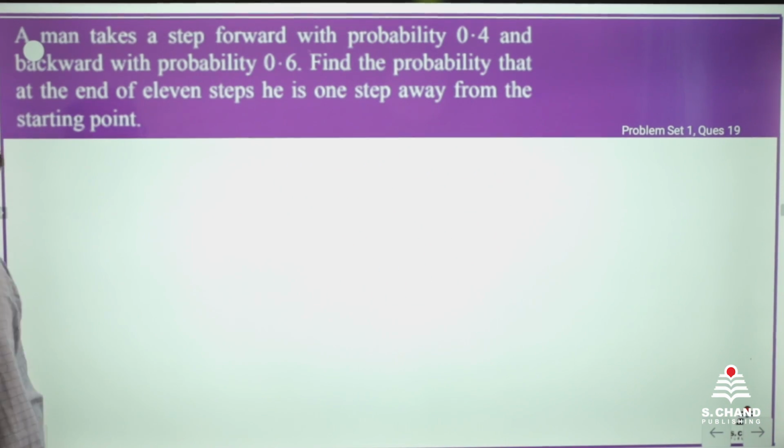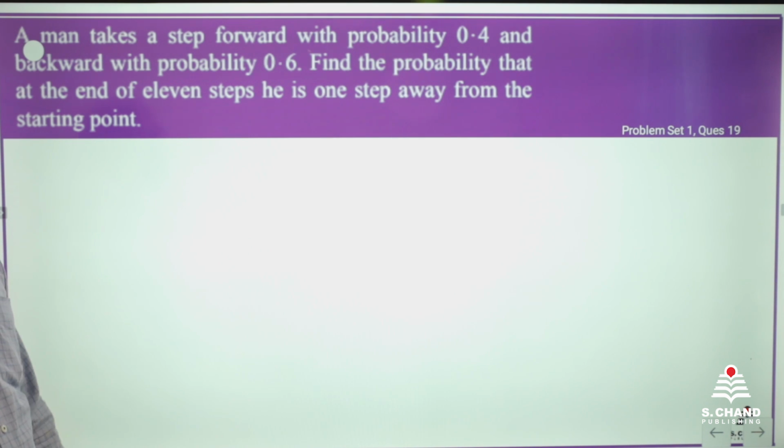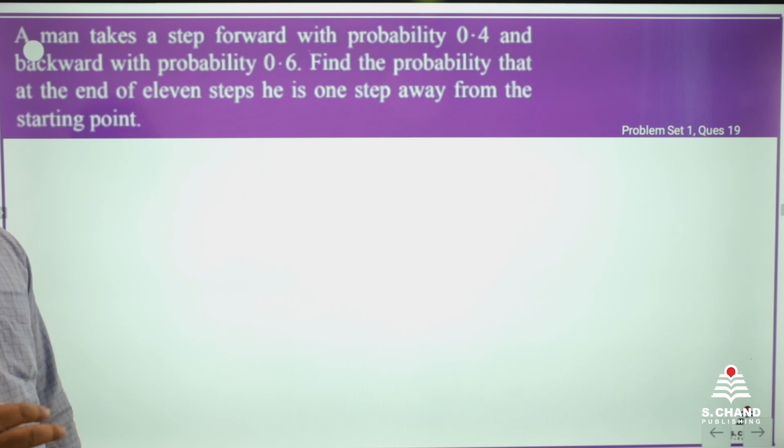A man takes a step forward with probability 0.4 and backward with probability 0.6. Find the probability that at the end of 11 steps he is 1 step away from the starting point. So how is it possible? Either he has taken 6 forward steps and 5 backward steps, or he has taken 5 forward steps and 6 backward steps. So in one case he will be 1 step ahead, in another case he will be 1 step behind. So 1 step away will be 2 cases.